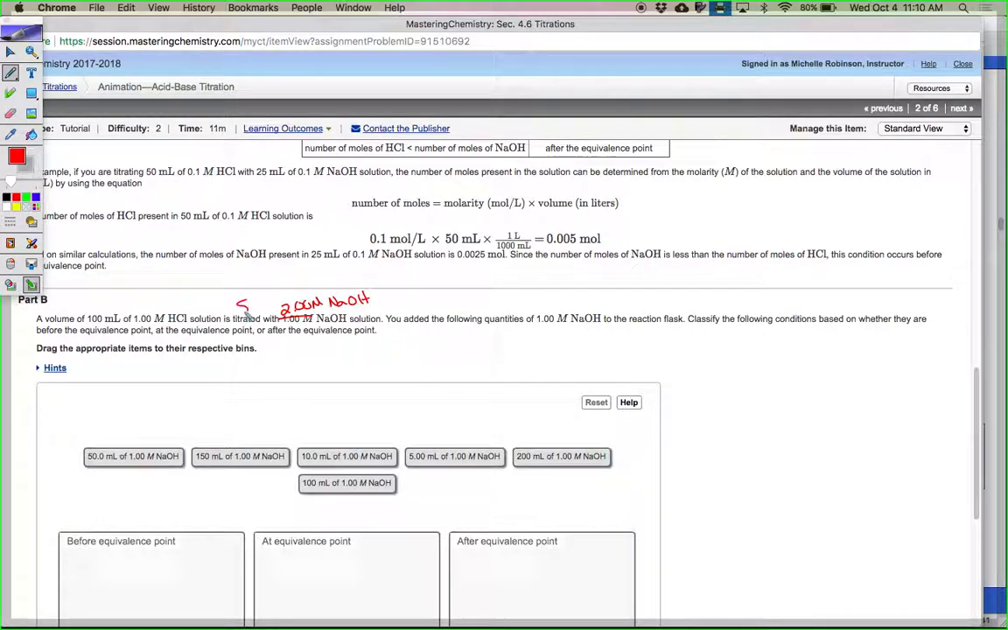Why only 50? Because 50 milliliters is 0.05 liters. Well, you doubled the concentration, so you only need half the volume to get the same number of moles of OH minus. Right? So if it was 3, you'd only need about 33. It would have to be 4 to need 25, because it would be a fourth.